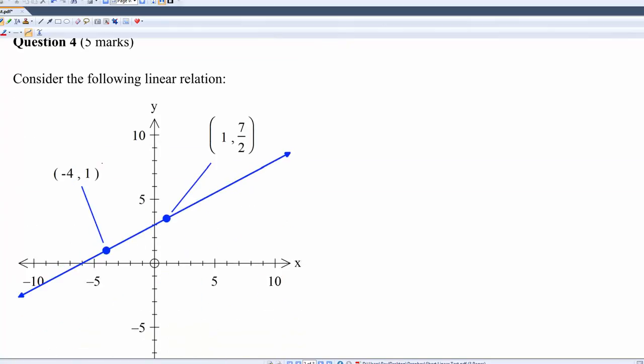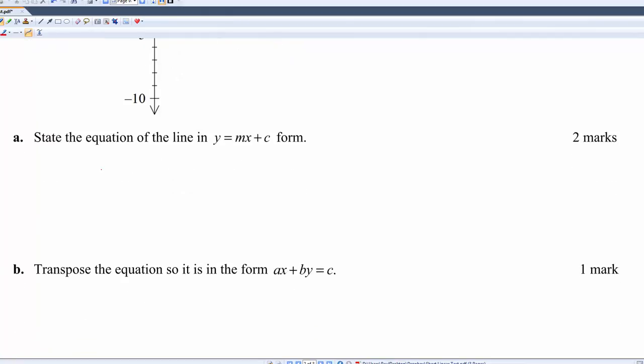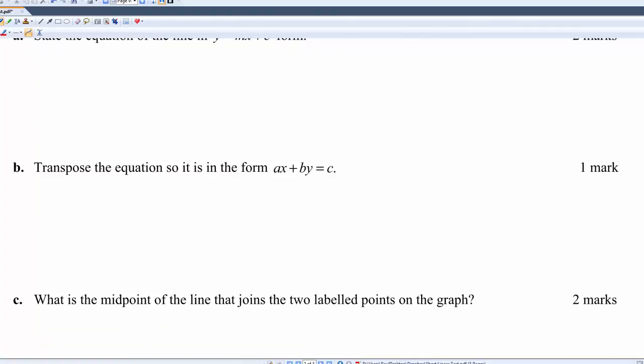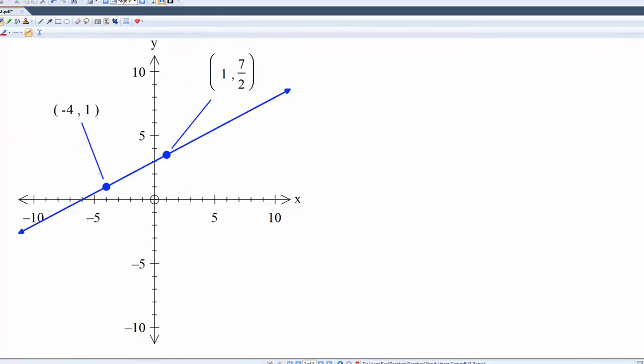Alright, going down here, for this linear relation, we've got a few things we're going to do. We're going to find the equation, transpose it, and then calculate the midpoint. Alright, so let's grab the equation.